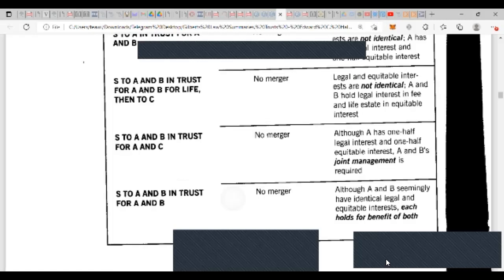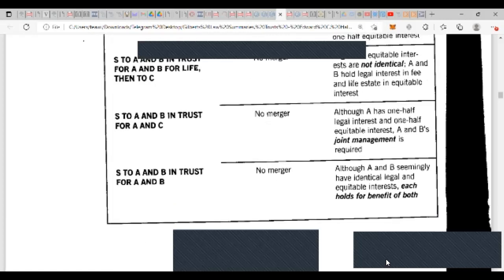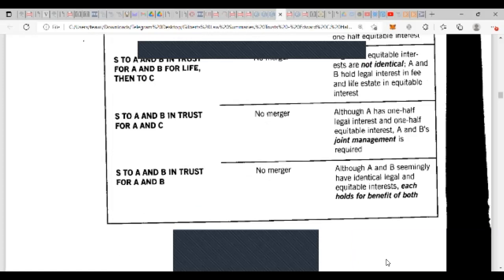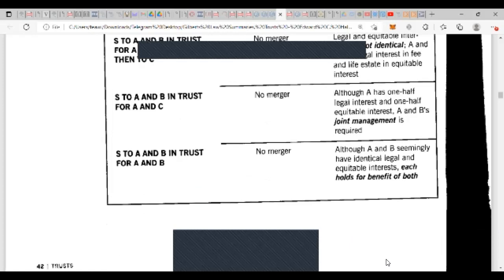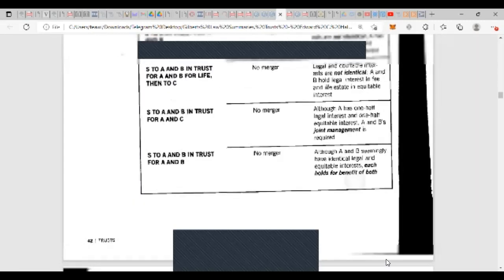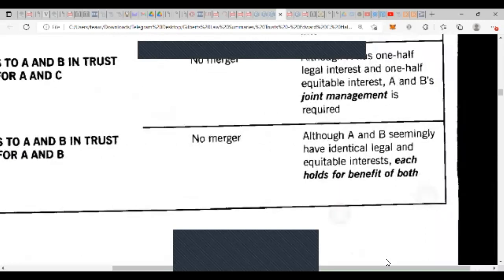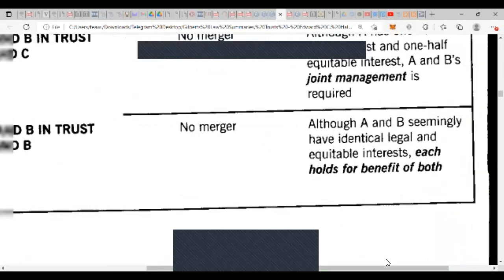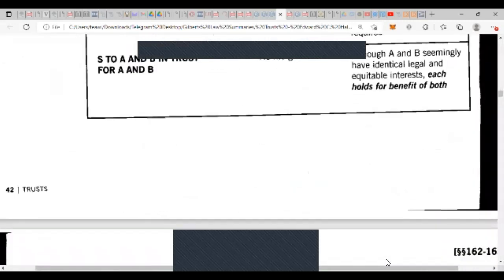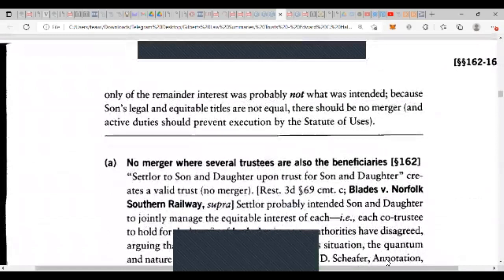Okay, so it says S to A and B in trust for A and C is also no merger, meaning although A has a 1/2 legal interest and 1/2 equitable interest, A and B's joint management is required, right? Because they have to share the duties of the trustee. So S to A and B in trust for A and B: no merger. Although A and B seemingly have identical legal and equitable interests, each holds for the benefit of both. All right.